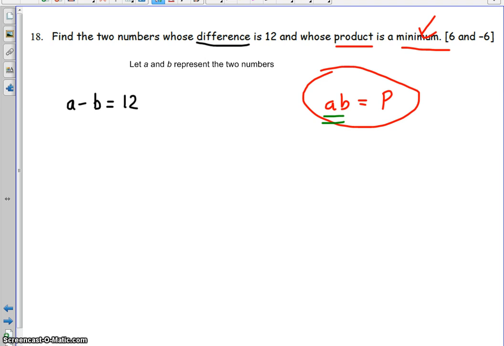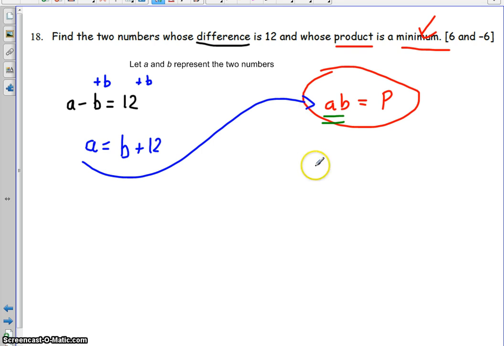So what we need to do is use the fact that we know the difference between the two numbers is 12. We can use that to create a second equation to eliminate one of the variables. So the easiest variable to isolate for is going to be A. So I'm just going to add B to both sides of the equation here, and I'm going to let A be equal to B plus 12. Okay, and once I have that, I can substitute that into my product equation over here. So my new equation is going to be B plus 12 times B is equal to P.